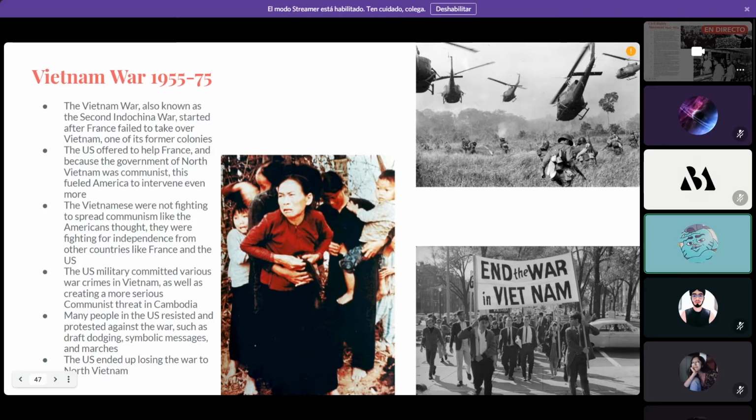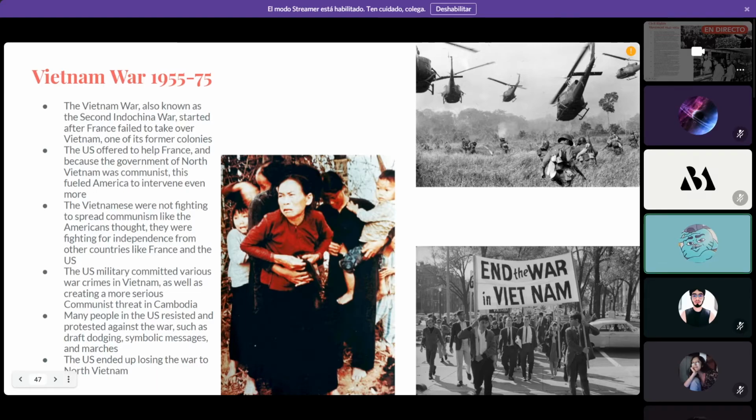And the Vietnamese weren't trying to spread communism. They weren't like the Soviet Union trying to gain more power, or China at the time. They weren't doing that. They were just fighting for independence. That's what they were fighting for. And that's what France and the U.S. didn't really understand. And the U.S. actually did a lot of damage to Vietnam, committing various war crimes.